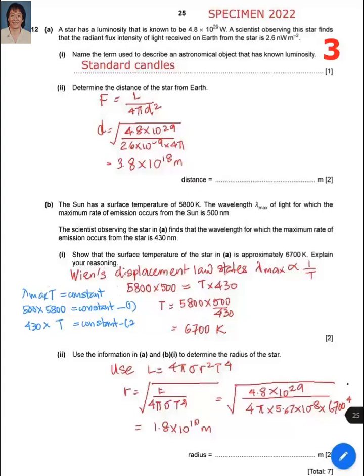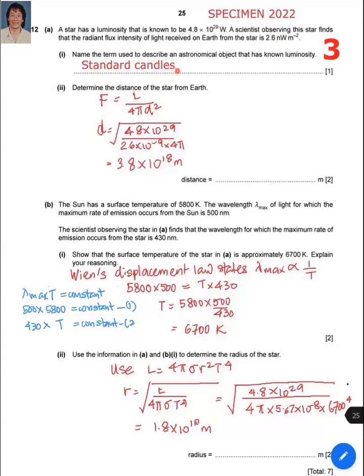This question comes from the specimen 2022 paper. Question number 12. A star has a luminosity that is known to be 4.8 times 10 to the power 29 watts. A scientist observing this star finds that the radiant flux density of light received on Earth from the star is 2.6 nanowatts per meter squared. Name the term used to describe an astronomical object that has a known luminosity. The answer is a standard candle.